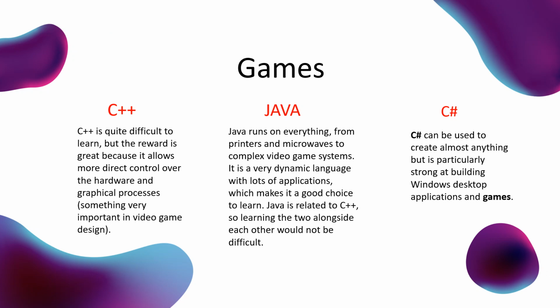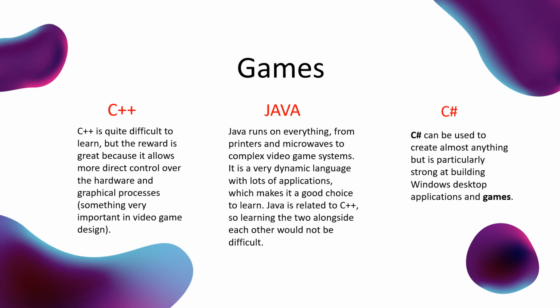So you have games. What are some languages for games? C++, Java, and C Sharp. Yeah, Java again. C++ is quite difficult to learn, but the reward is great because it allows more direct control over the hardware and graphical processes, something very important in video game design. So if you plan to have direct control over the hardware and the graphical processes, and you're willing to risk that the language you're going to learn is quite difficult, then C++ would be your choice.